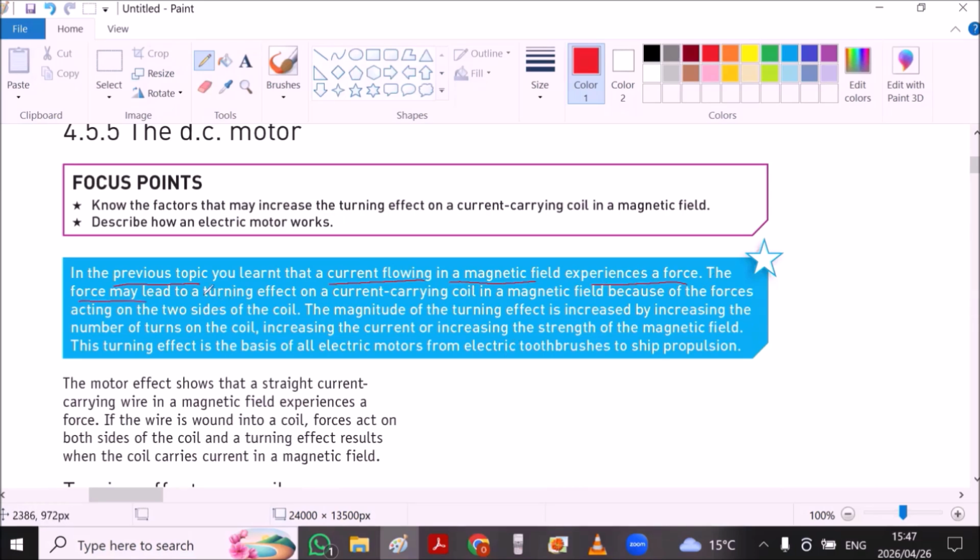The force may lead to a turning effect on a current-carrying coil in a magnetic field because of the forces acting on the two sides of the coil. The magnitude of the turning effect is increased by increasing the number of turns on the coil, increasing the current, or increasing the strength of the magnetic field. This turning effect is the basis of all electric motors, from electric toothbrushes to ship propulsion.